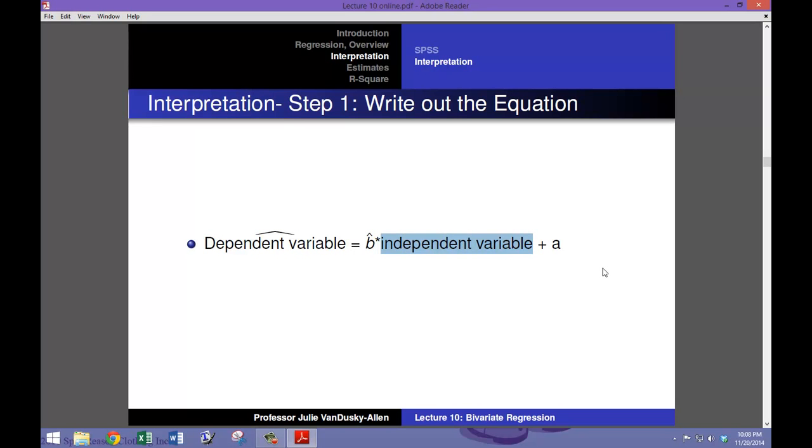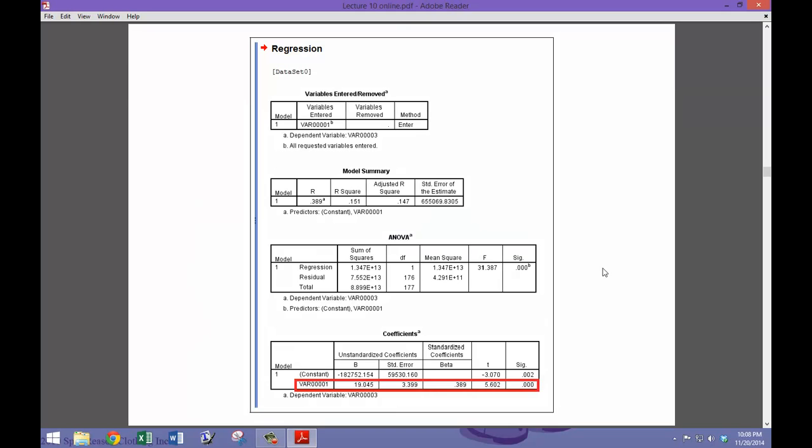Now we need to find b hat. All the information you need for b hat is located in the bottom row of this last table. The b hat is located in the B column: 19.045.